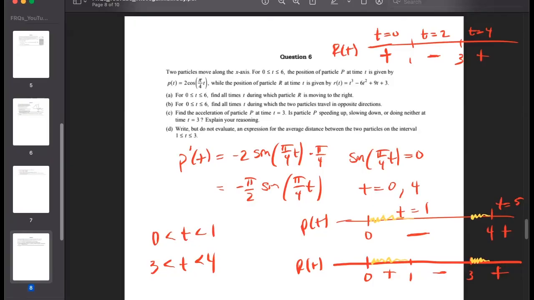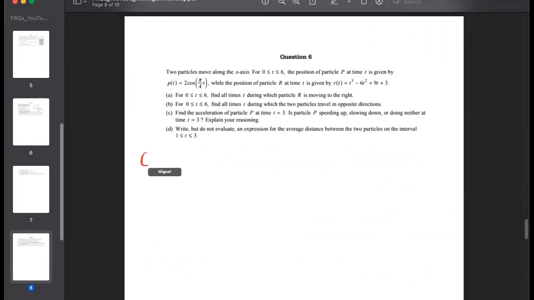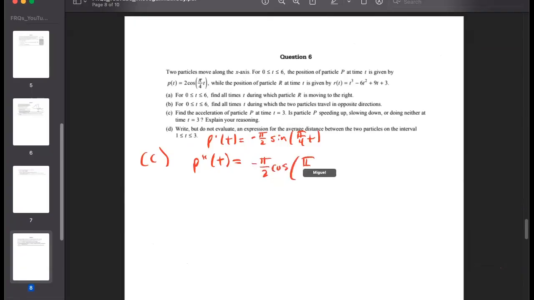All right. So they want us to find the acceleration of the particle P. So for part C, the acceleration is just asking for the second derivative of the function. Now, we knew that the first derivative, let me simplify this, I got negative pi over 2 sine of pi over 4t. So then my second derivative is just going to be negative pi over 2 cosine of pi over 4t times pi over 4. Let me simplify this: negative pi squared over 8 cosine of pi over 4t.